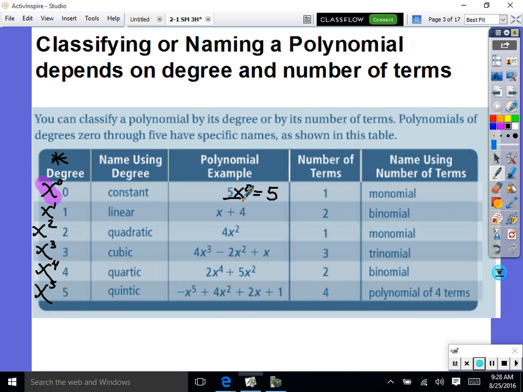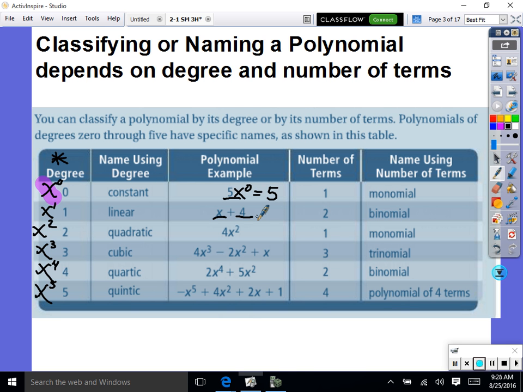So monomial means one term. If there's 2 terms, then it's a binomial. Does everybody see that? So this would be a linear, degree 1, binomial. Are we all comfortable with how we're naming these? So if I had x cubed plus 2, isn't that 2 terms? That's a binomial. 2 terms means binomial.